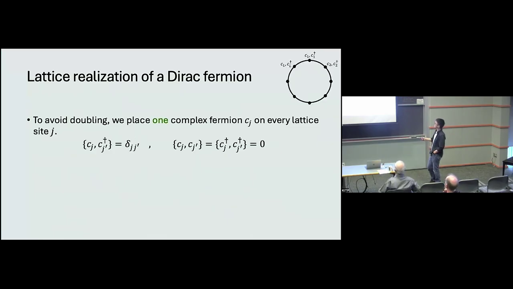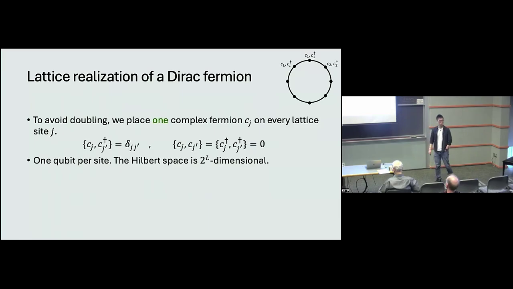So Cj and Cj dagger obey the standard anti-commutation relation. And when you quantize it, on every site, you get 1 qubit. So you have a two-dimensional Hilbert space per site. And the total Hilbert space is 2 to the L dimensional. It's a finite-dimensional Hilbert space for finite L.